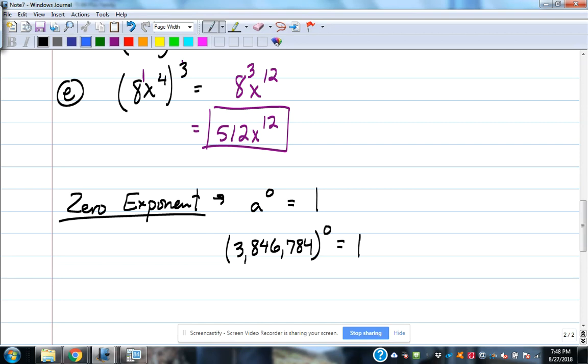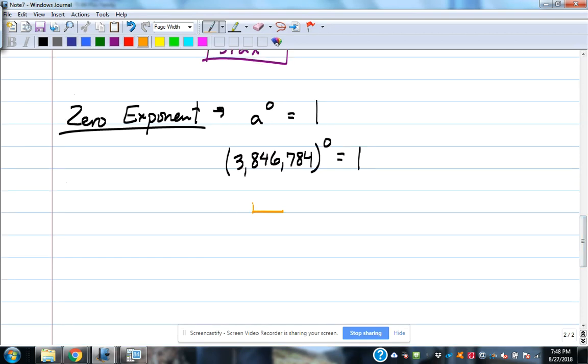Anything to the 0 power, if we take power t, we've been raising it to the 0 power quite a bit lately. 1. That's the worst power t I've ever drawn. It's okay. It doesn't matter what it is. If it's to the 0 power, it's 1. 0 power is 1. Know that. Anything to the 0 power is 1.